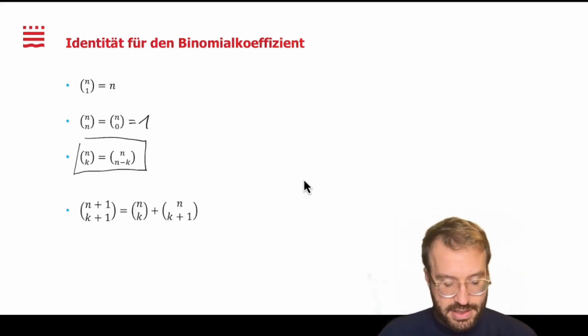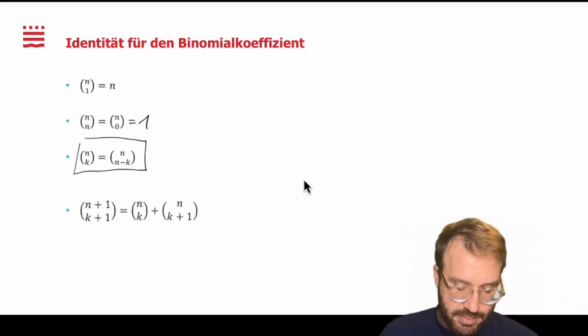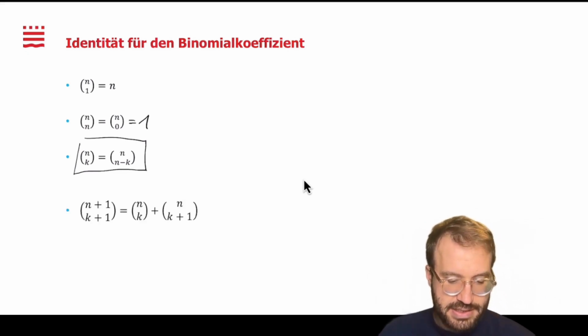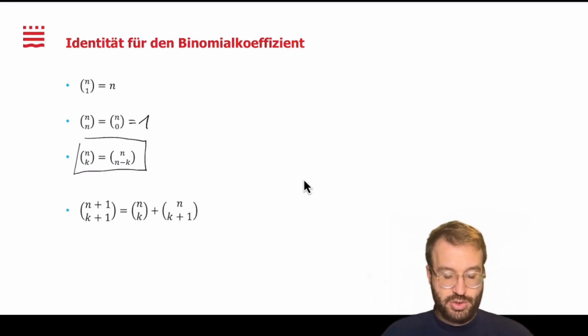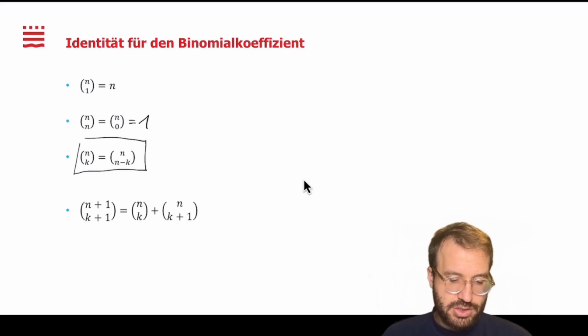Exactly. And then there's another very, very important one. Namely, this identity. And that says that there is a connection between n-1 over k-1, n-1 over k, and n over k. First, we're not going to do that in this video. We might discuss why that is in the lecture later.